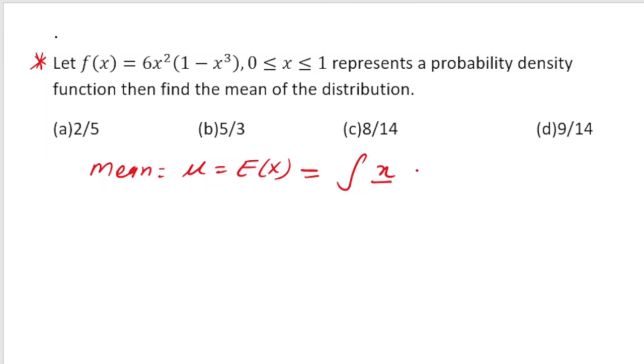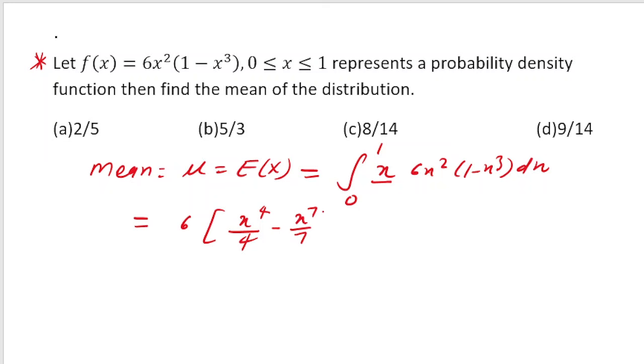So we take x and then we multiply f of x, that is 6x square minus 1 by x cube dx, and then we integrate it between 0 to 1, right? So 6 is a constant, and here we have x into x square, x cube, and x cube into 1 is x cube, and integration of x cube is x to the power 4 by 4, and x cube into x cube is x to the power 6, whose integration is x to the power 7 by 7, and I integrate it between 0 to 1.